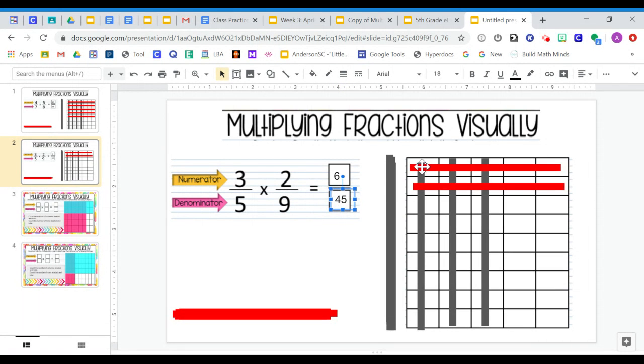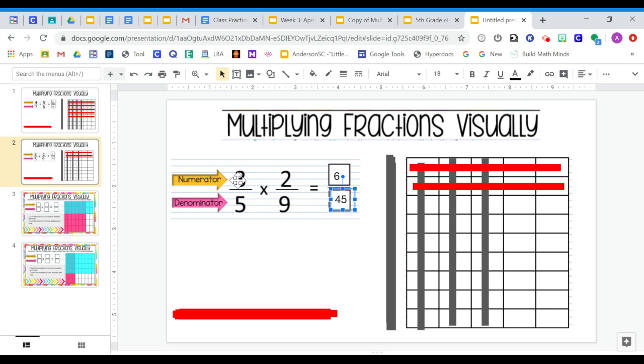Let's count and make sure that there are 45 blocks. I can count by fives. 1, 2, 3, 4, 5. So 5, 10, 15, 20, 25, 30, 35, 40, 45. There are 45 total blocks now in my whole. So 6/45 is my answer. 3/5 of 2/9, or 3/5 times 2/9, equals 6/45.